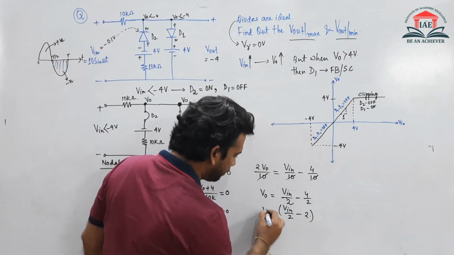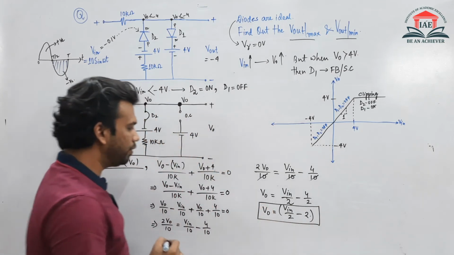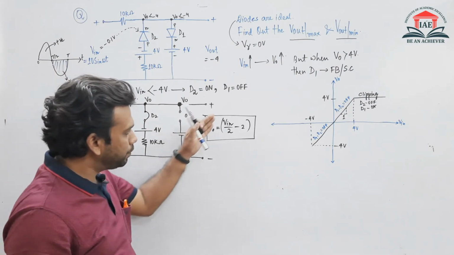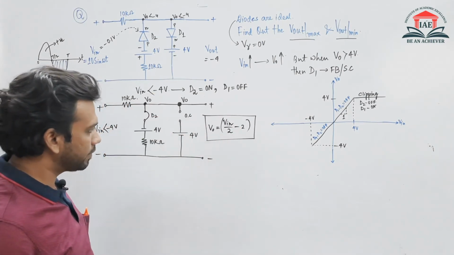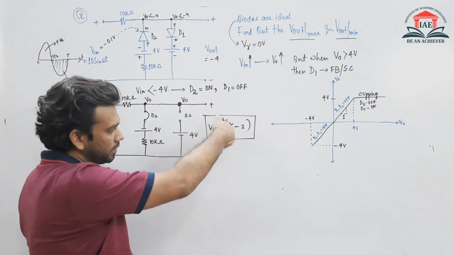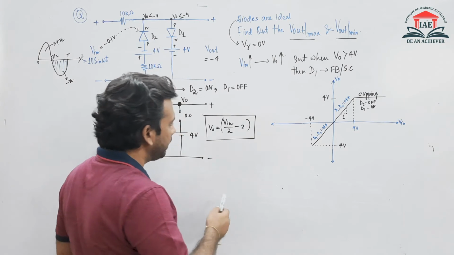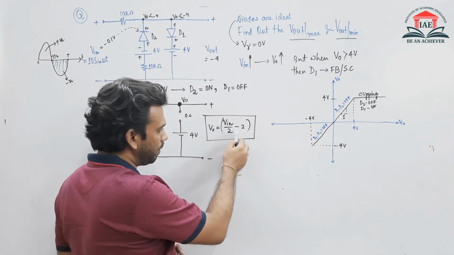So this is the output voltage right now when the input voltage is less than minus 4. Now if I want to draw this equation on this transfer characteristics, so what will be the equation? You can see that the V0 value is V input by 2 minus 2.